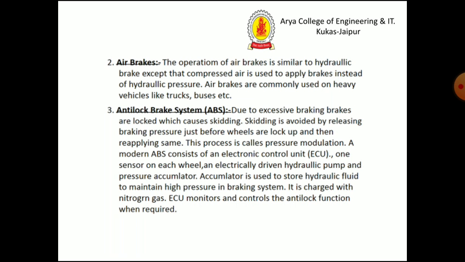A modern ABS consists of an electronic control unit, one sensor on each wheel, an electrically driven hydraulic pump, and a pressure accumulator, in which the accumulator is used to store hydraulic fluid to maintain high pressure in the braking system. It is charged with nitrogen gas, and the electronic control unit monitors and controls the anti-lock functions when required.